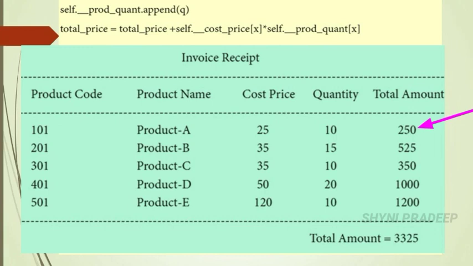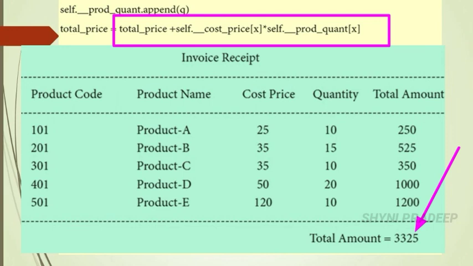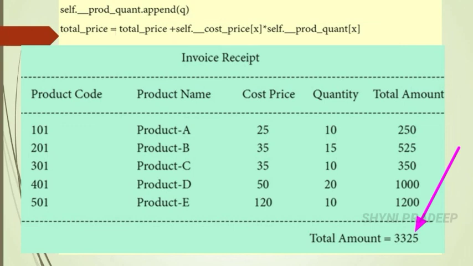So 25 into 10 is 250, 35 into 15 is 525, 35 into 10 is 350, 50 into 20 is 1,000, 120 into 10 is 1,200. So what is the total amount? Total price plus cost price into product quantity, okay, that is the total price. So 3,325 is the total amount, okay, total bill. So this is the output.